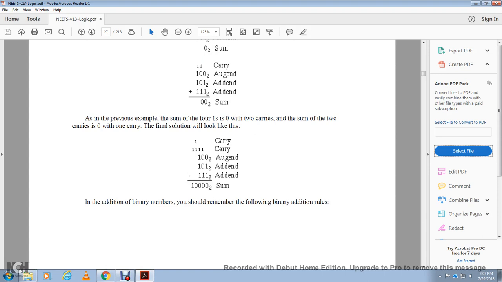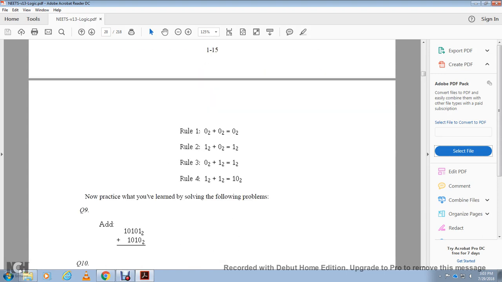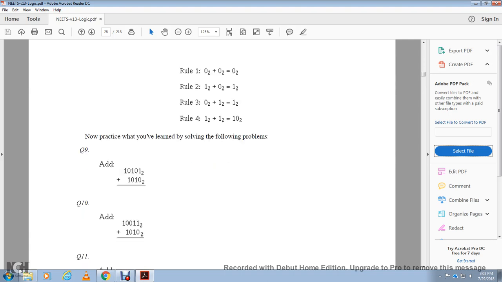When adding binary numbers, you should remember the following binary addition rules. Rules: 0 base 2 plus 0 base 2 equals 0 base 2, 1 base 2 plus 0 base 2 equals 1 base 2, 0 base 2 plus 1 base 2 equals 1 base 2, 1 base 2 plus 1 base 2 equals 10 base 2. Now practice what you've learned and solve the following problems.